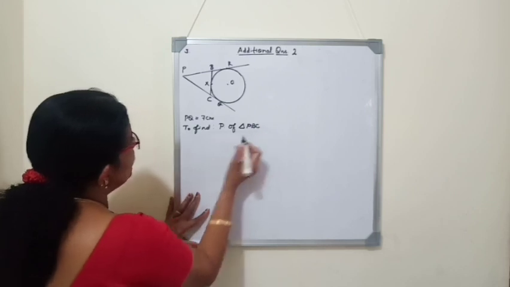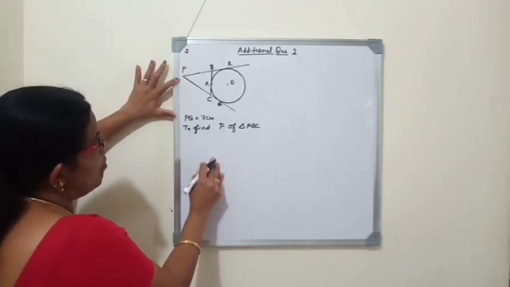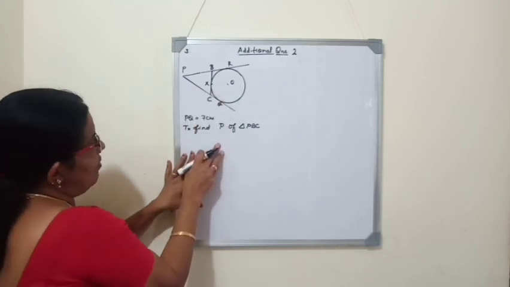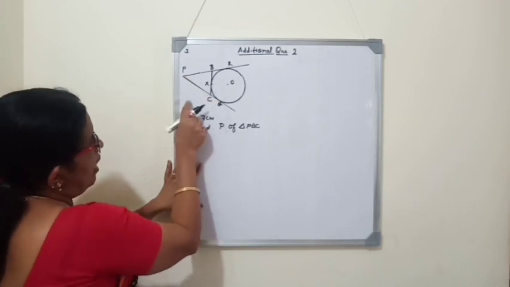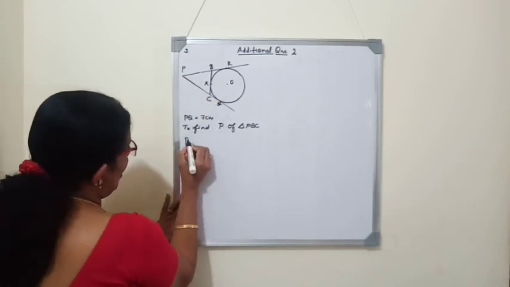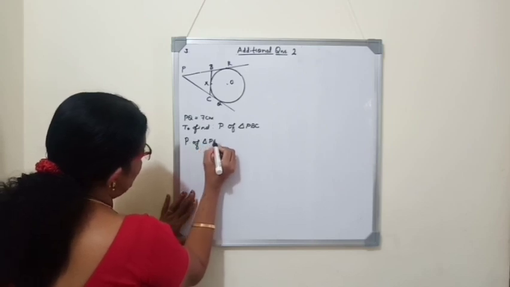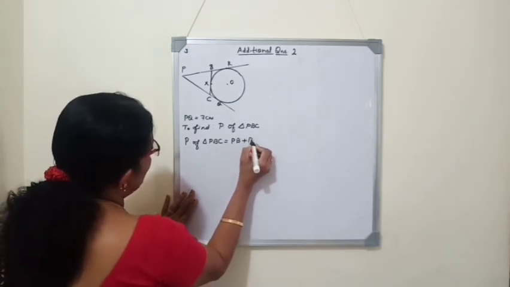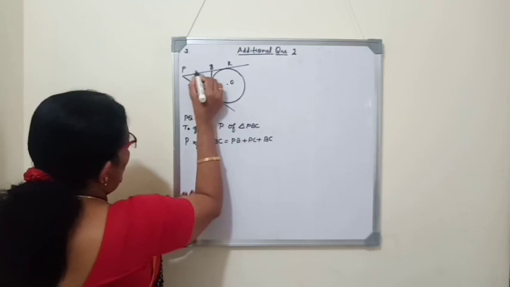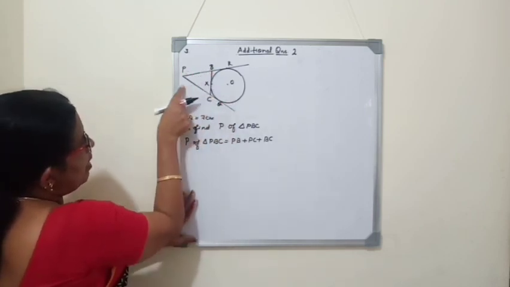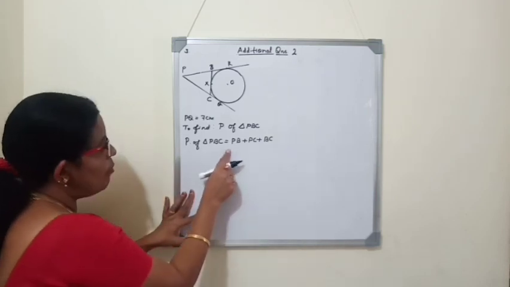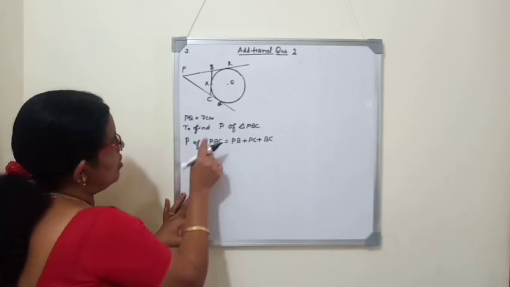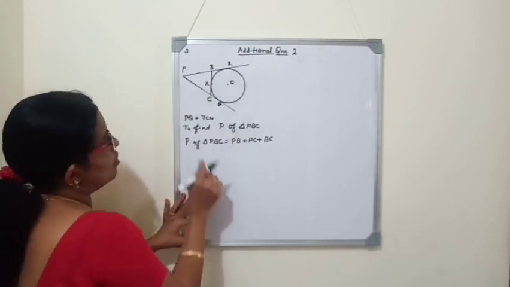You know that tangents from an external point to a circle are equal. So if PQ equals 7 cm, what about PR? That is also 7 cm. Now we want to find the perimeter of triangle PBC. Perimeter is the sum of all 3 sides. So PB plus PC plus BC. We have to add, and we will get the perimeter. But we don't have the value for PB, PC or BC. We have only the value for PQ. So if PQ is 7, you know PR is also 7 cm.